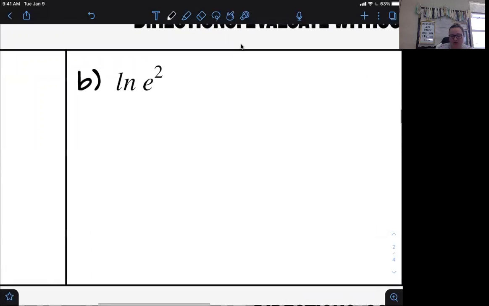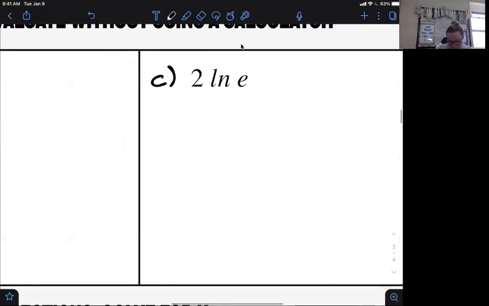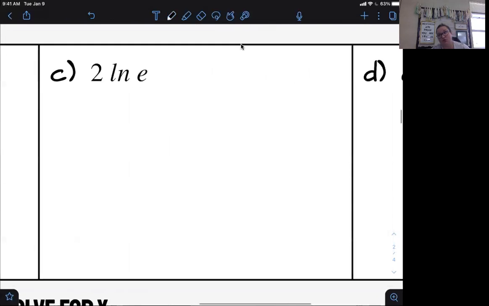That's just kind of a rule you need to remember. Then the natural log of e squared. So use your power property, bring that 2 out in front. 2 times the natural log of e. Remember, this is base e. So whenever the base matches what's in the log, the natural log of e is just 1. 2 times 1 is 2. All right, so then what would 2 times the natural log of e simplify to? 2.